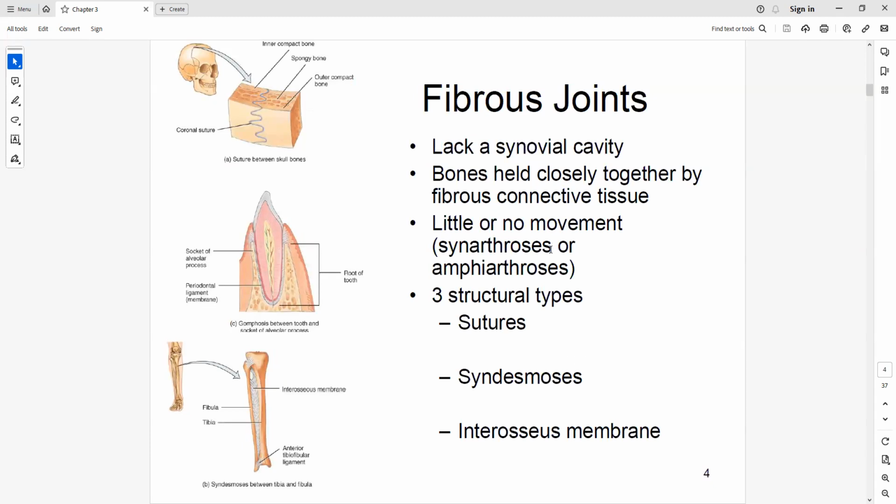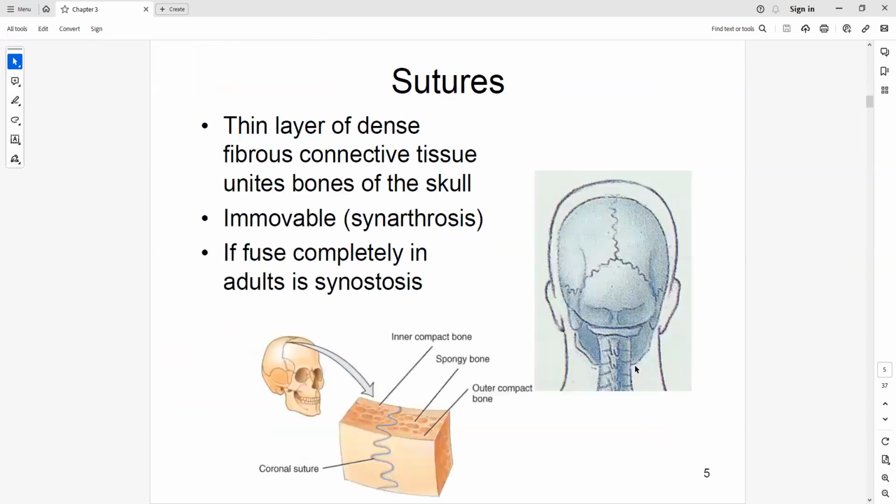So with fibrous joints, we have the sutures. We've seen these in the lab. But then we have things like syndesmosis and interosseous membranes. So we're expanding the examples for fibrous joints. So what's a fibrous joint? When two bones are held together by some kind of fibrous connective tissue. Let's take a look at these fibrous connective tissues.